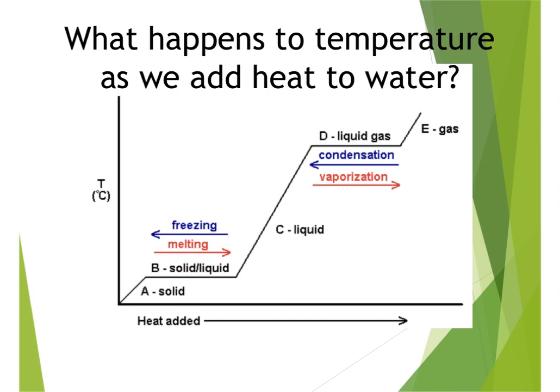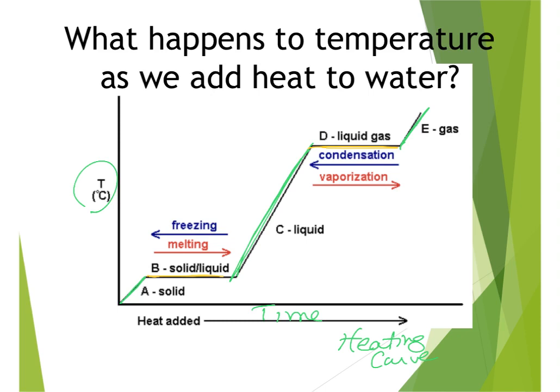This diagram is called a heating curve. You can see that temperature is along the y-axis and heat added, or sometimes they just call it time, is along the x-axis. All heating curves have the same general shape. You have these diagonal areas, and then you also have the plateaus, or the flat areas. You should be able to interpret a heating curve, but you should also be able to sketch one.